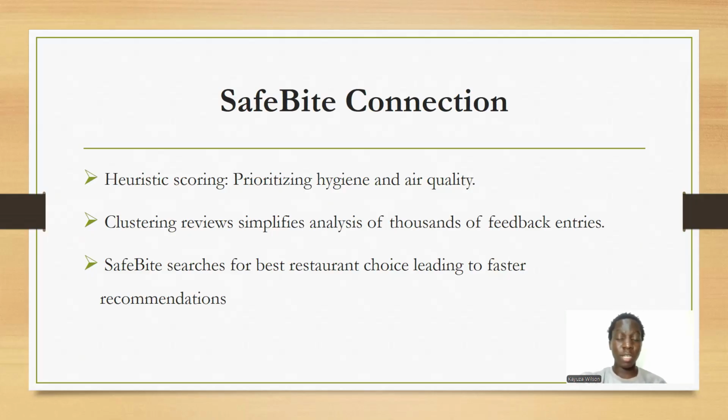So in our SafeBite project, we apply these same ideas of search. For example, we use heuristics by giving higher weights to critical factors like hygiene and air quality, since these factors impact safety more than the other factors of price, congestion, customer care, right? We also apply clustering to simplify thousands of user reviews. By grouping similar feedback, SafeBite reduces complexity and avoids analyzing each review individually. So ultimately, SafeBite is like a search engine for restaurant safety. It searches through all available data and recommends the safest option to the user much more quickly than a human could.